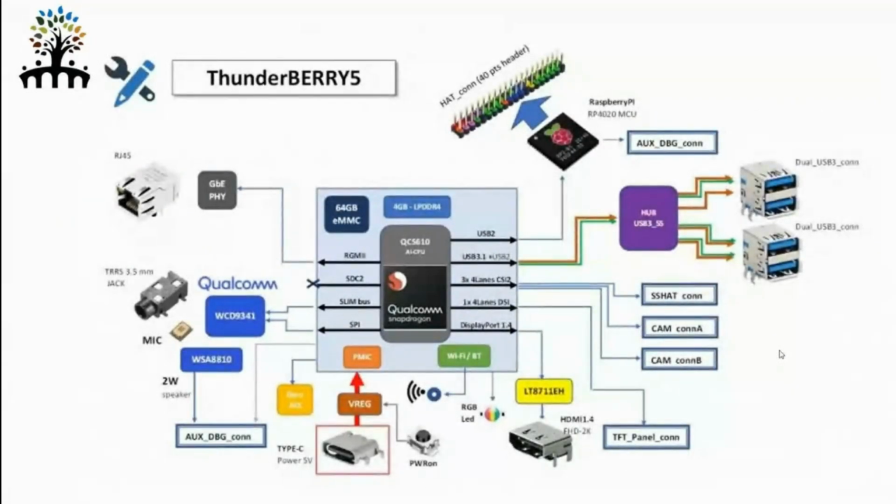So this is one of the Thunderberry 5, which is a replica of your Raspberry Pi. It has a Qualcomm Snapdragon processor. This particular Thunderberry 5 is used in engineering projects. Students use this in engineering projects.